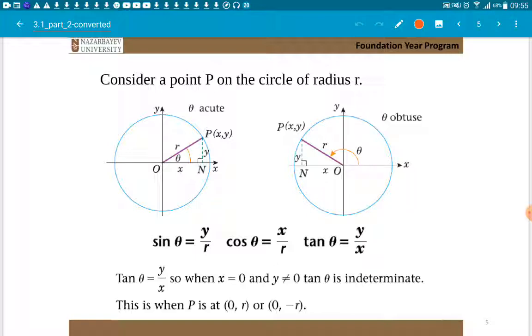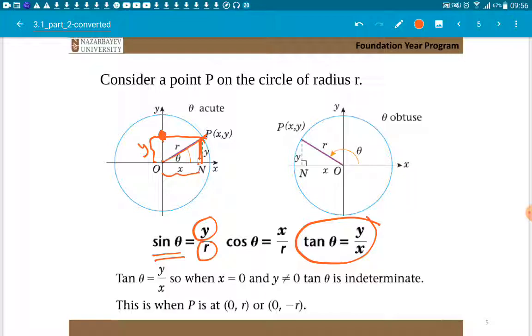What they want in here: consider point P on the circle of radius R. Back to the definition of sine. Sine is the opposite. The opposite is the height of the point, which means y, over the hypotenuse, which is the radius R. So that's the definition, nothing new. It's opposite over hypotenuse. Cos is adjacent over hypotenuse, and the adjacent is the x component. Tan comes by itself from sine over cos, so we find it is y over x.